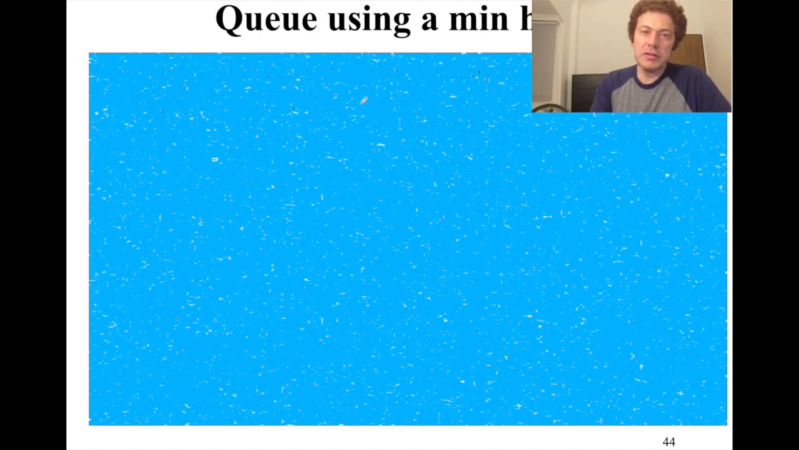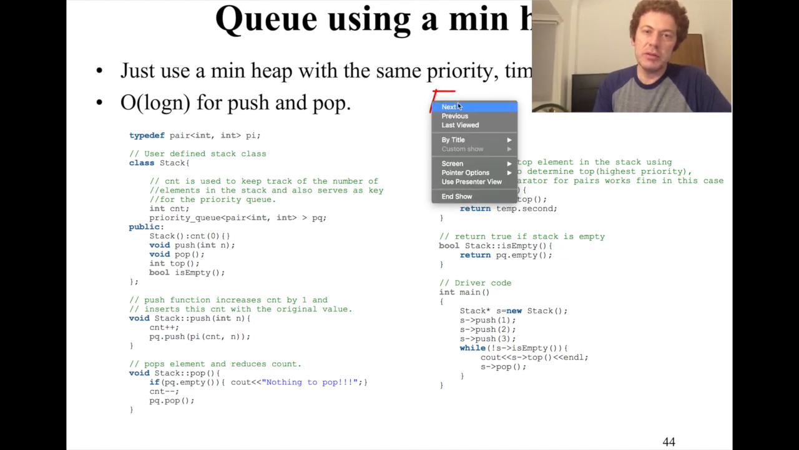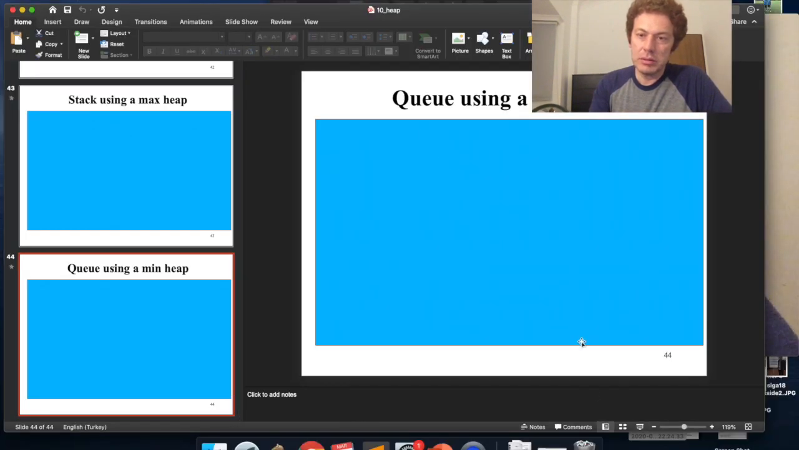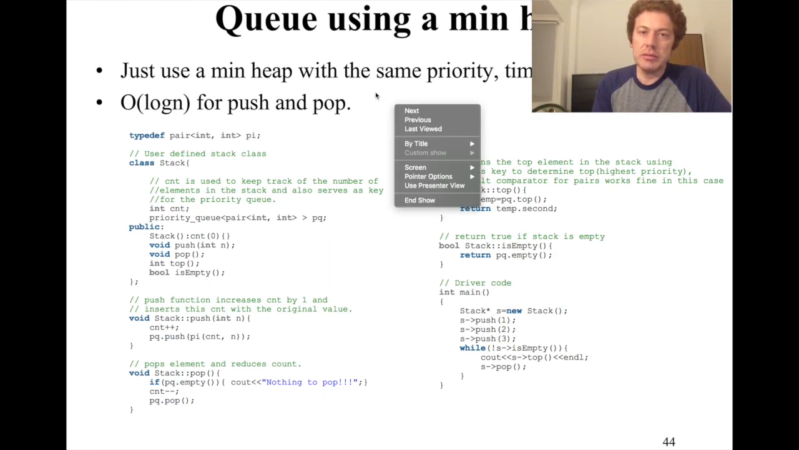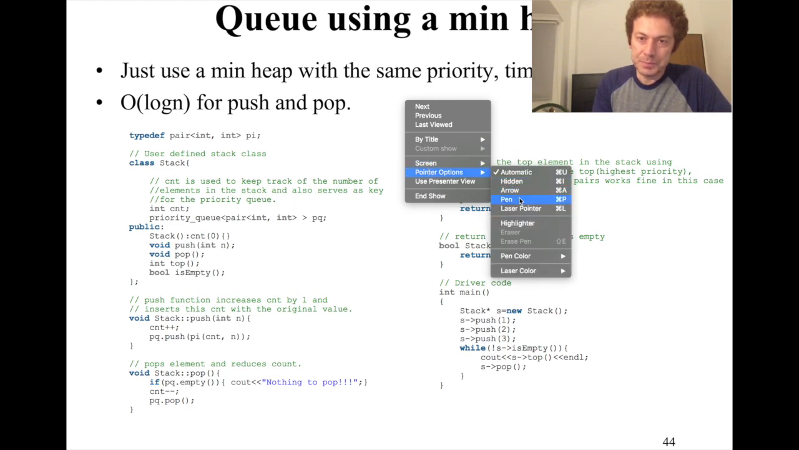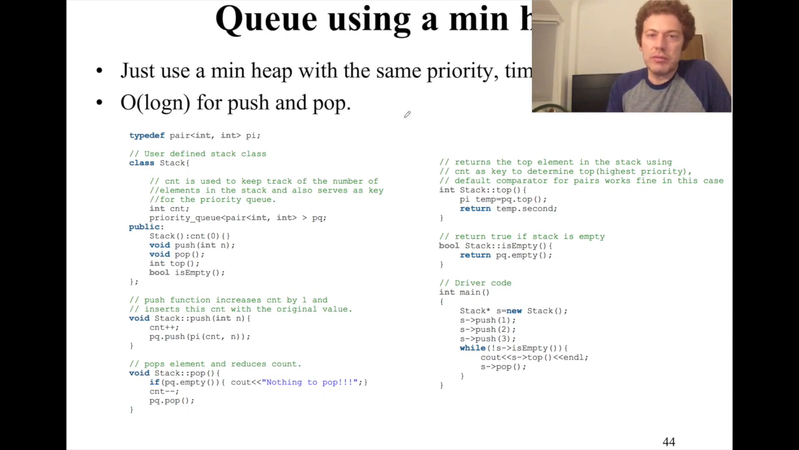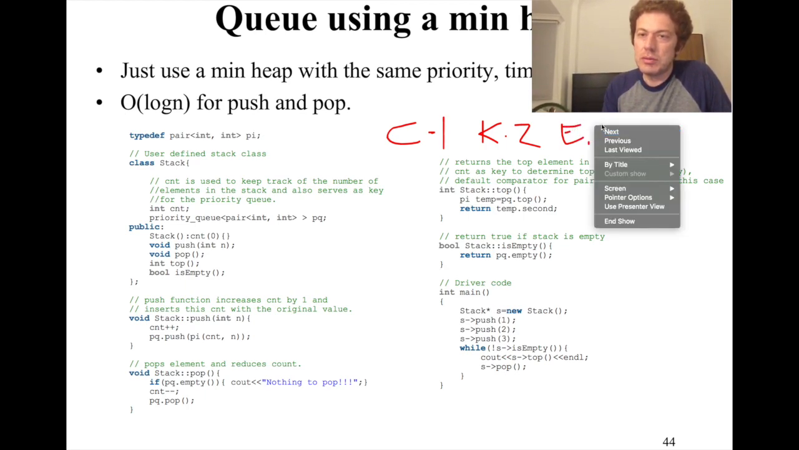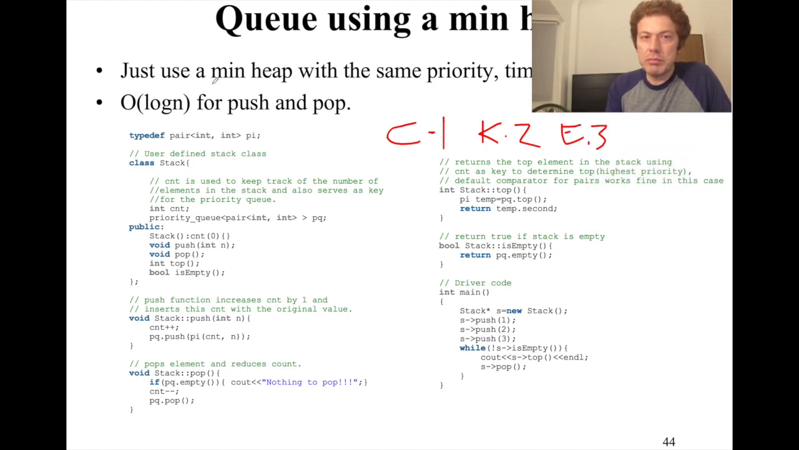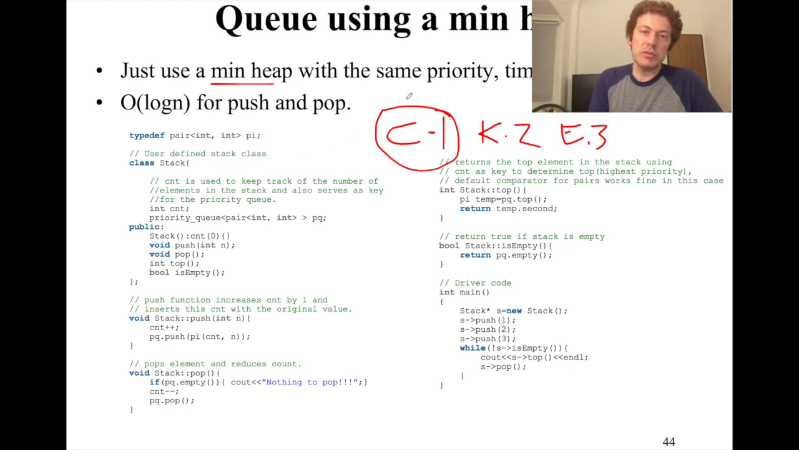And queue using a min heap is exactly the same idea, except that I have this FIFO behavior now, right? So basically, with every value, I also insert the timestamp to a min heap. I think I first inserted C with time one, C.1, and then K.2, and then E.3, I guess. So what happens is I insert these values to a min heap now. So C will be at the root automatically, and I will call delete min, because FIFO, first in first out, C must be first out of the queue.